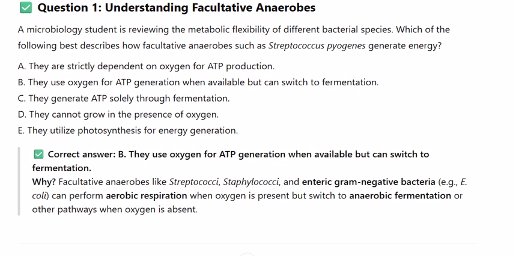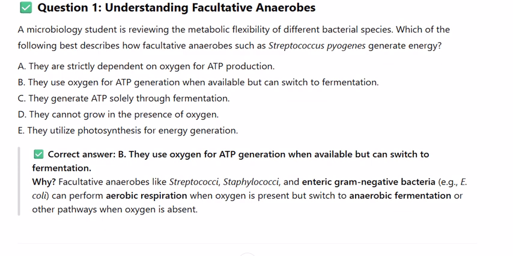Correct answer, B. They use oxygen for ATP generation when available, but can switch to fermentation. Why? Facultative anaerobes like Streptococcus, Staphylococcus, and enteric gram-negative bacteria, e.g. E. coli, can perform aerobic respiration when oxygen is present, but switch to anaerobic fermentation or other pathways when oxygen is absent.